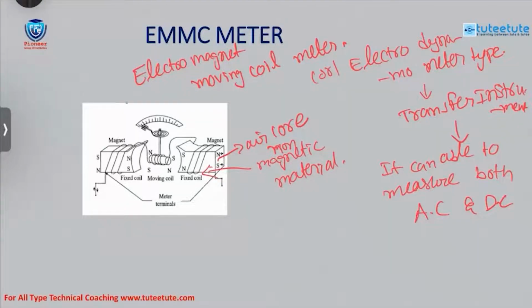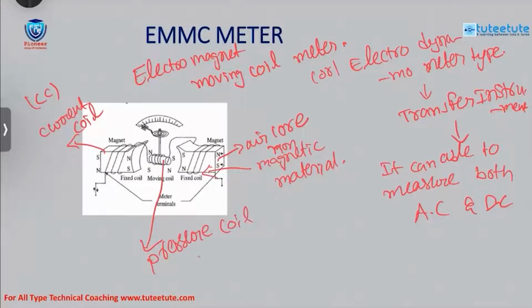Okay, here if you observe, there are two magnets forming. That means there are two coils. This is called the current coil, or in short form CC. One more coil is there. This is called the pressure coil, or PC. Okay, we are having two coils, CC and PC.